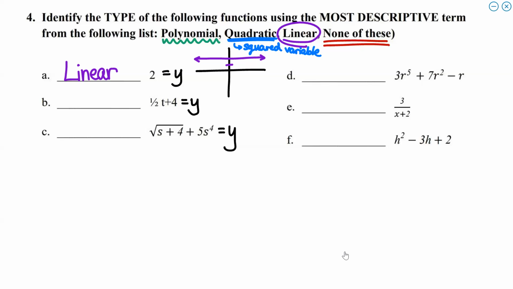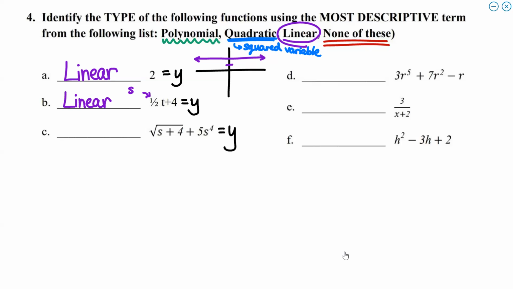Do we have a squared variable on part B? Okay, so it can't be a quadratic. This is linear. It is. Let's talk about it. They didn't use the variable x, they used the variable t, but does it have a slope and does it have a y-intercept? Yes. What is our slope here?